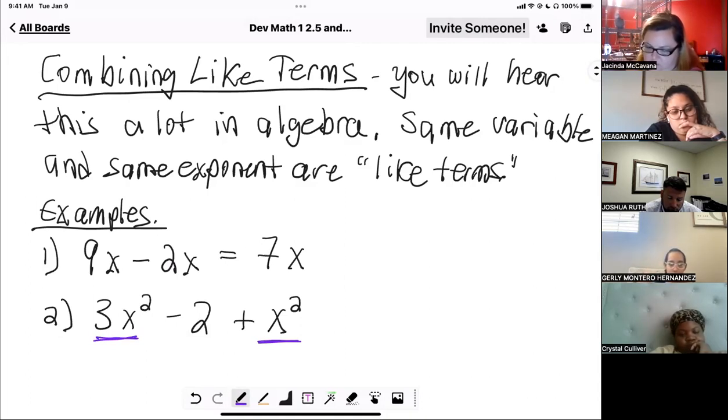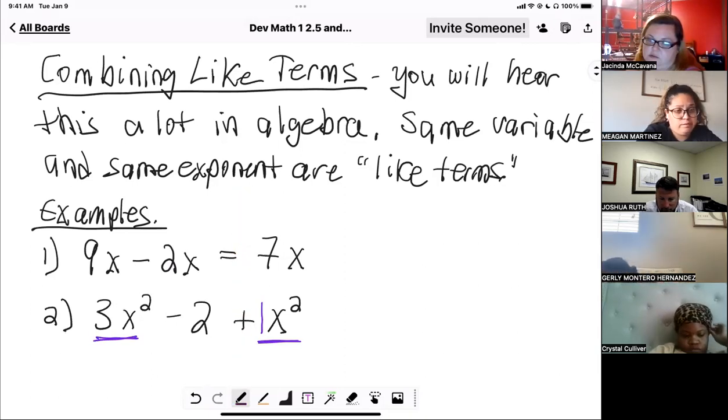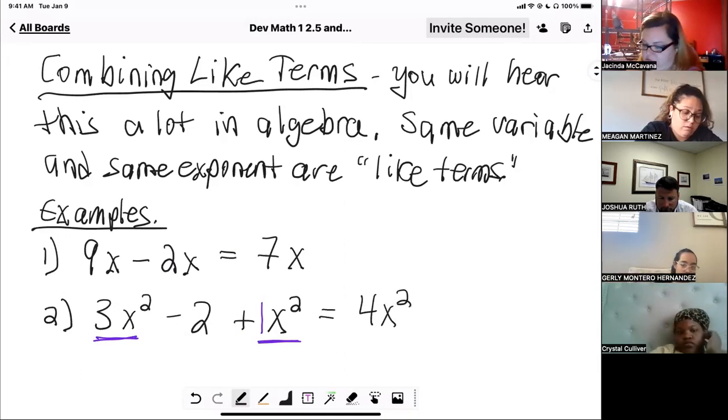And what we talked about earlier is there's an implied 1 in front of any variable that doesn't have a number in front. So I have 3x squared, and I'm adding another x squared. That means I have 4x squared, and that minus 2 just comes along with it, because there's nothing I can do with the minus 2. I can't combine them. They are not like terms. I can only combine things that are the same variable and the same exponent.